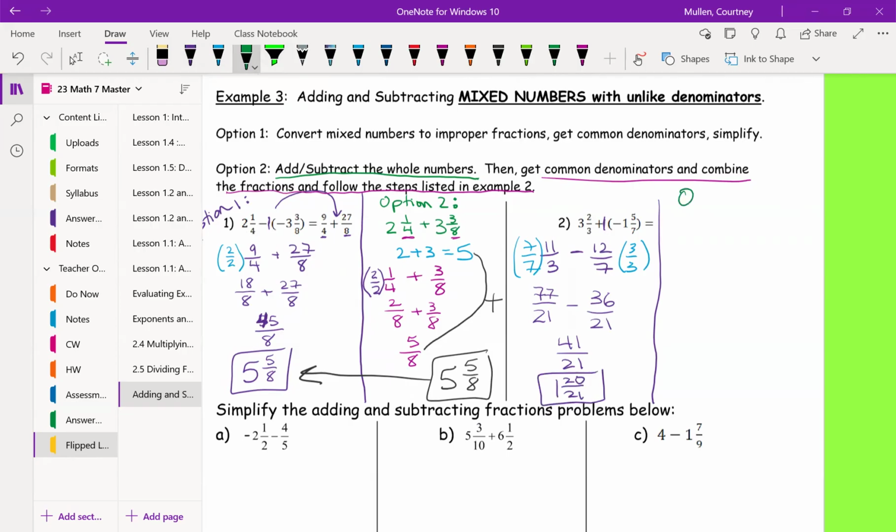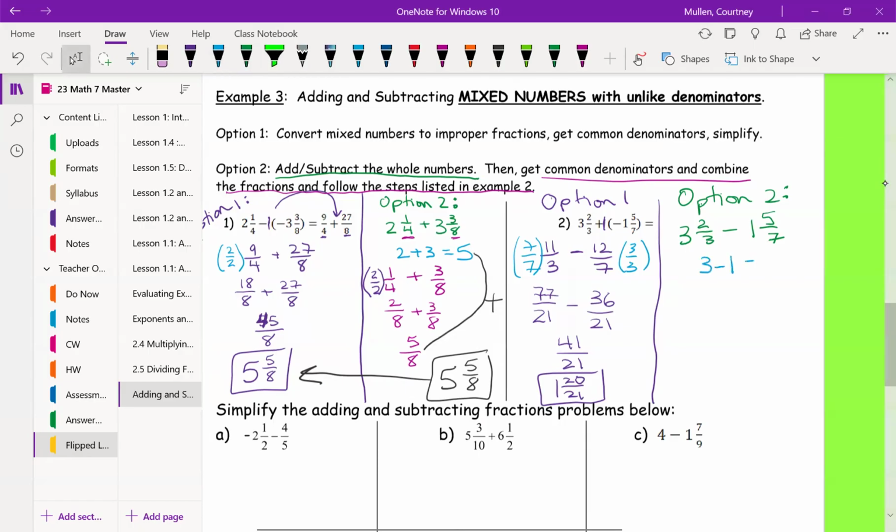Now for option 2, it's a little bit trickier when we have different signs. Remember on problem 1, we had the same sign. But we can still do it. So we have 3 2/3 minus 1 5/7. First we're going to add or subtract the whole numbers. So 3 minus 1 is 2. Then we're going to deal with the fraction bits. So we have 2/3 minus 5/7.